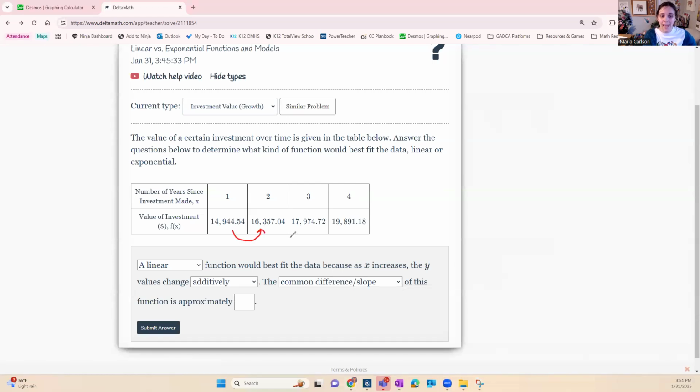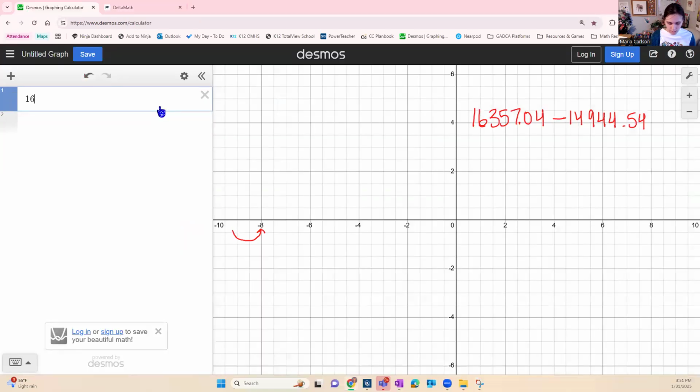And to find the common difference, I'm going to need to actually subtract, right? So how much do we add from year 1 to year 2? So I'm going to subtract 16,357 and 4 cents minus 14,944 and 54 cents. And if I do that in Desmos, 16,357.4 minus 14,944.54 means we went down, we subtracted 13,000.